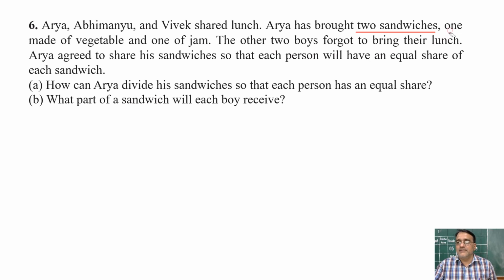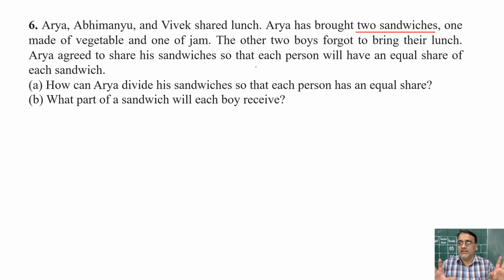So out of two sandwiches, one is made up of vegetable and the other one made of jam. The other two boys forgot to bring their lunch. Arya agreed to share his sandwiches so that each person will have an equal share of each sandwich. Right? How can Arya divide his sandwiches so that each person has an equal share? Next, what part of a sandwich will each boy receive?